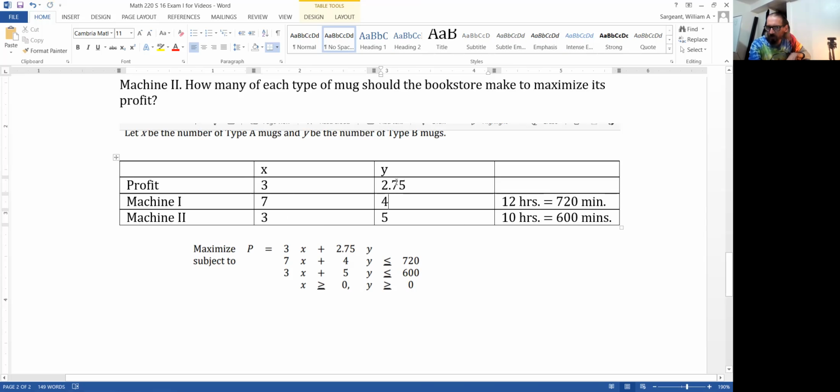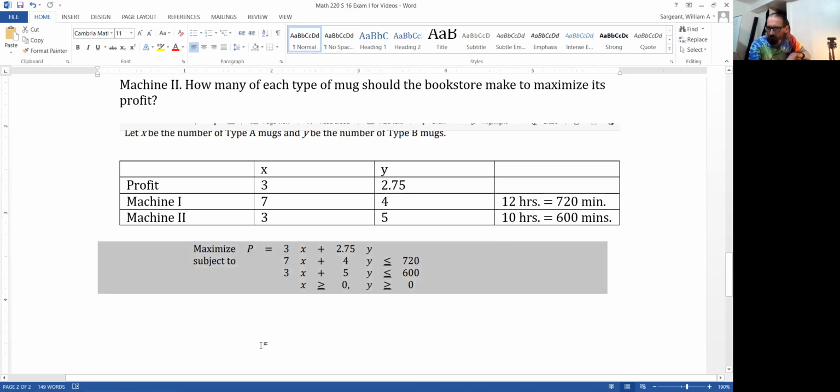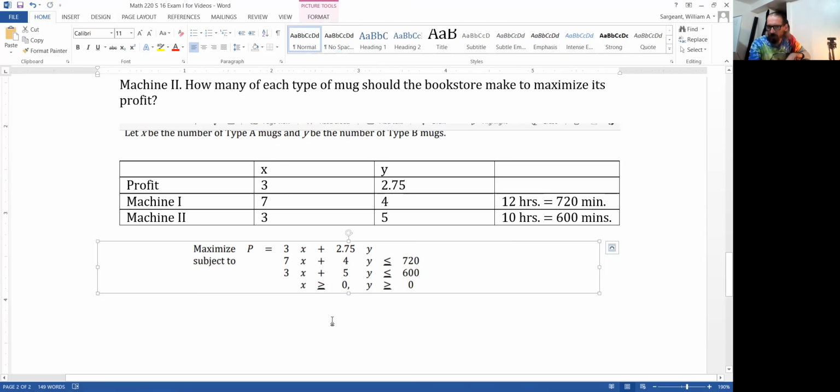And although it's not stated, you're obviously not going to make a negative amount of mugs of either type. And so we have non-negativity constraints to state here at the end. You cannot forget that. Hope that helps.